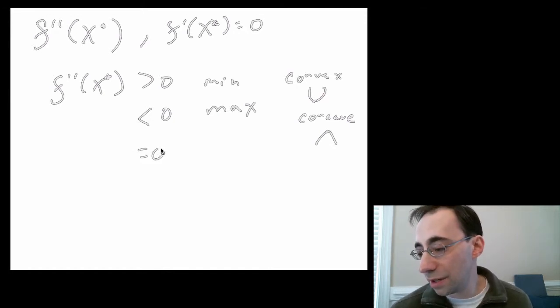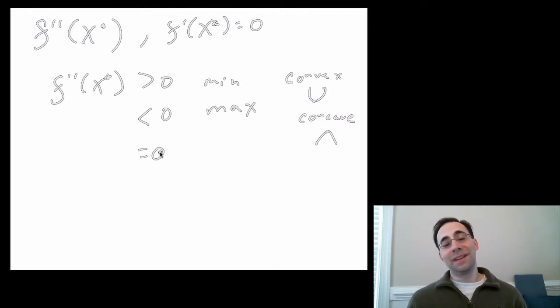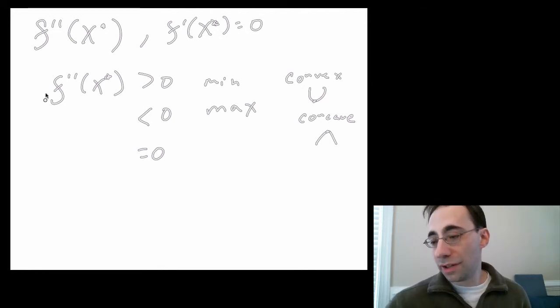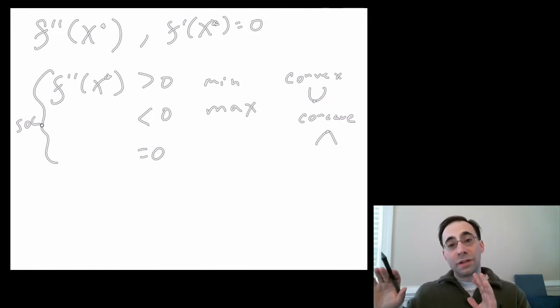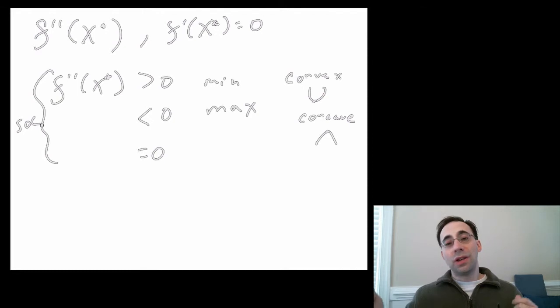Now, if it's equal to 0, you have an issue. You haven't shown us a maximum, you haven't shown us a minimum. The second derivative test is inconclusive. I should say that all these three conditions together form what's called the second order conditions. We're trying to understand the second order derivative and the conditions under which it determines if you have a maximum or a minimum, or maybe one or the other or neither. So when it equals 0, you have something of an issue. You haven't determined if it's a maximum or a minimum yet.